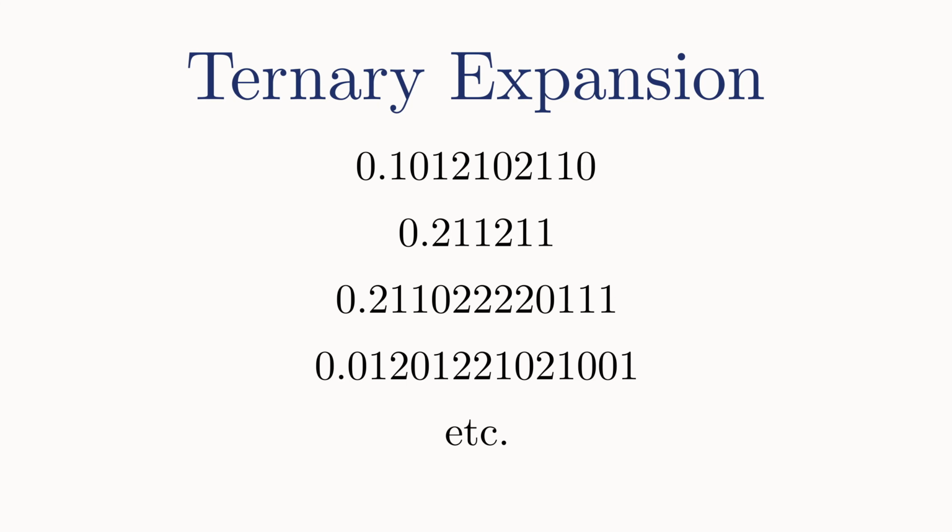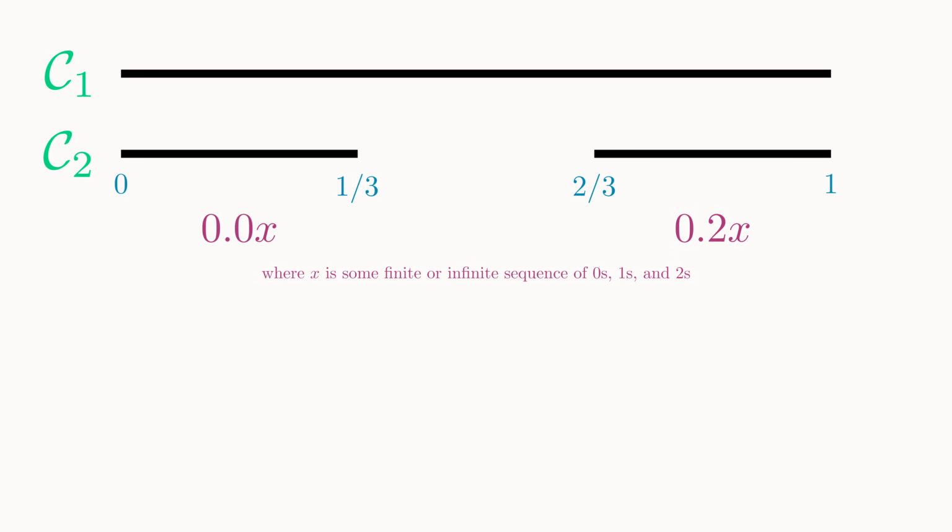Now, how do we represent elements of the Cantor set in this way? Let's go back to the original steps we took. After removing the first middle third, we are left with the intervals 0 to 1/3 and 2/3 to 1. Any number left in this left interval will be of the form 0.0 followed by a combination of 0s, 1s, and 2s. And any number in the right interval will begin with 0.2, again followed by 0s, 1s, and 2s. The numbers which we've removed from the middle will begin with 0.1. So at this step, we've removed all the numbers that begin in this way.